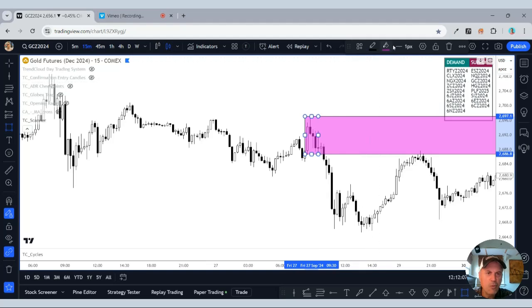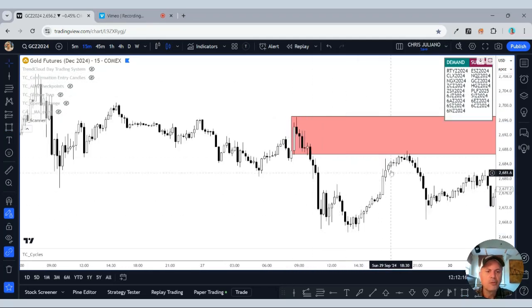I'm going to make this red, okay? And look what we've got. Beautiful, right? Pulls back, 15-minute chart. Pulls back into this supply zone. Drop, base, drop. Here's your market edge.